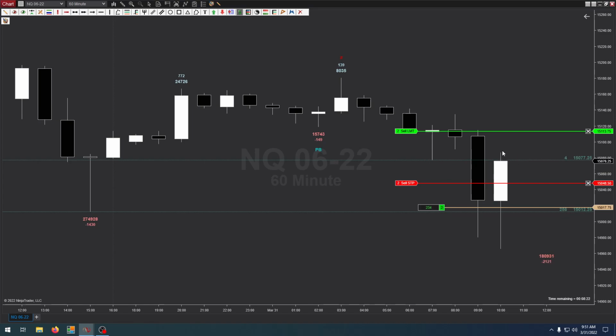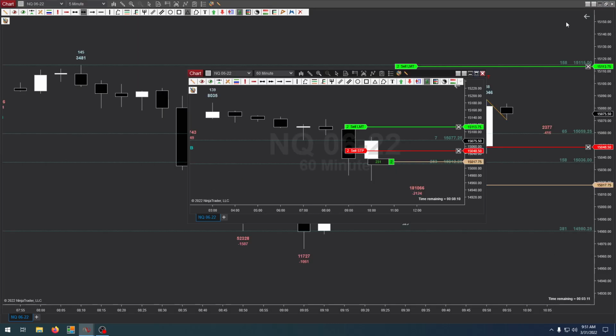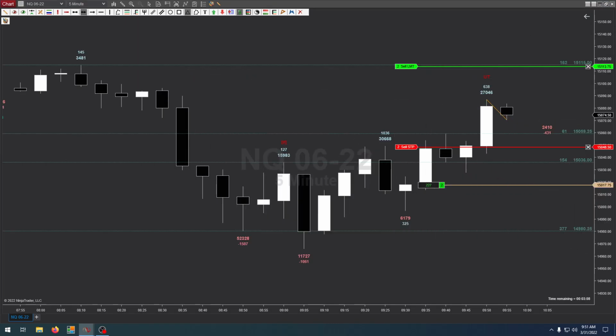Testing it from the bottom, then it gets above it, tests it as support, then it gets below it, tests it as resistance. So that right there is what's going on right now on the hourly. Negative volume delta right here. Probably should have trailed my stop to right here at this level here.